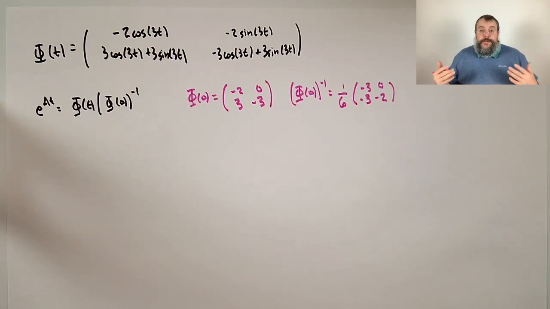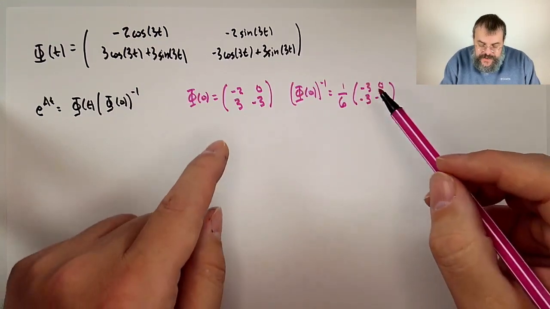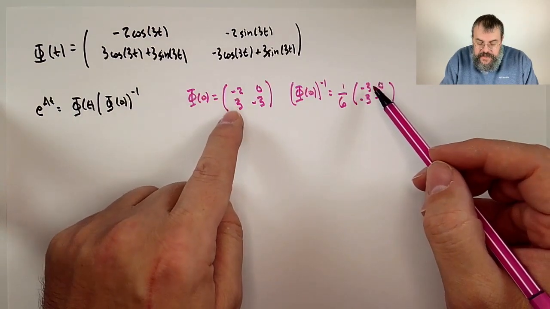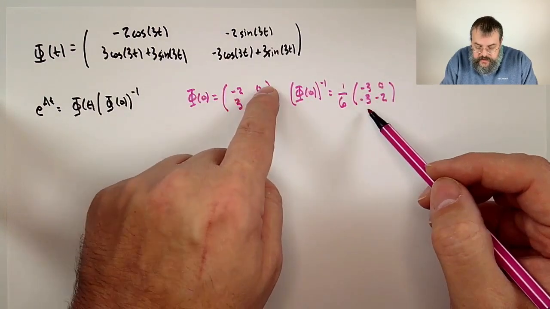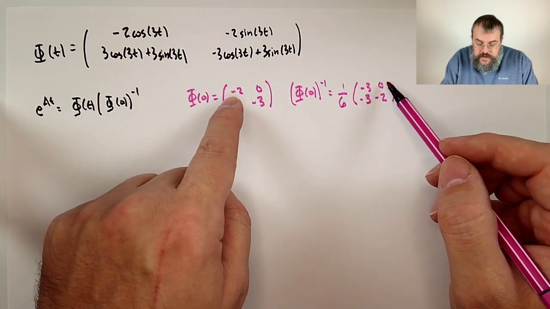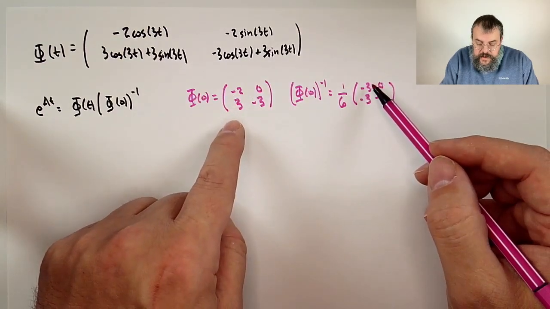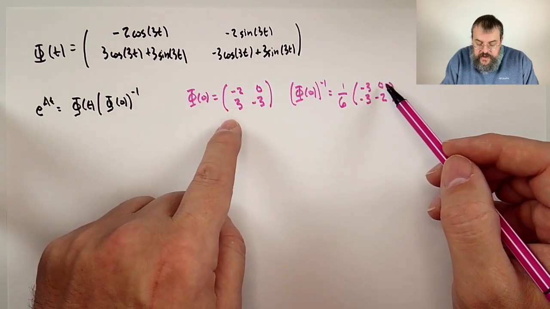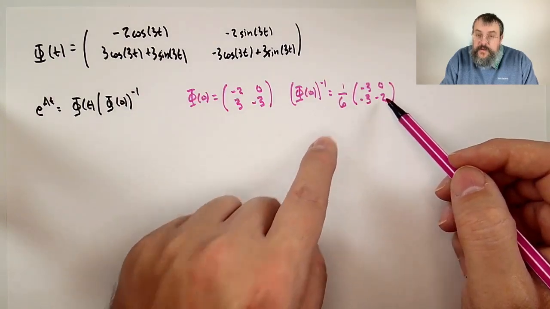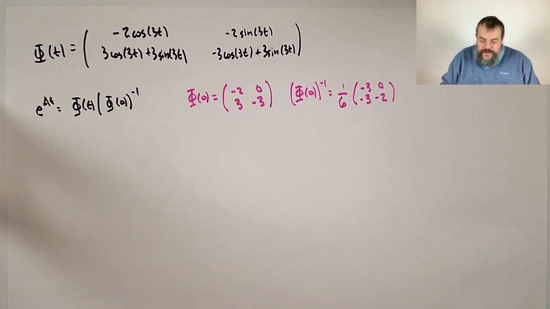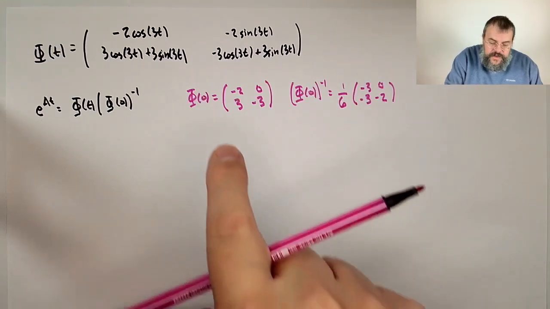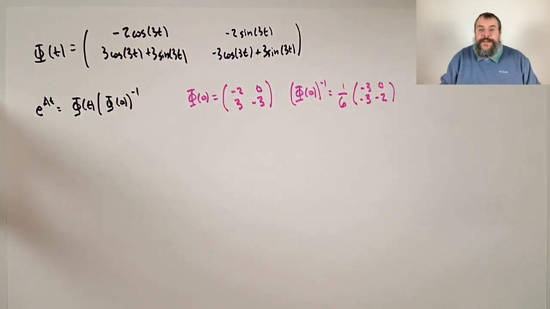Now, if in doubt, just carry out the multiplication, right? In other words, multiply this by that. You get 6 plus 0 times the 6 is 1, good. 0 and 0, that's good. Minus 9 plus 9 is 0. And then you have 0 plus 6 times the 6 is 1. It works. All right, so what we need to do is take this matrix times that.